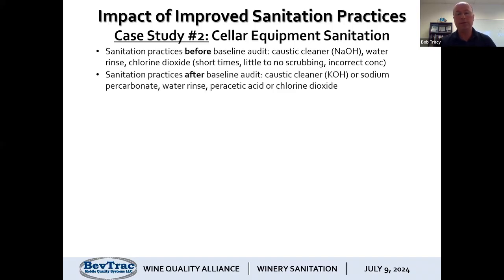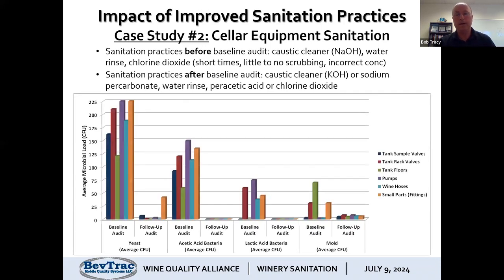And then after the baseline audit, they started implementing a caustic cleaner or sodium carbonate as their cleaner, a water rinse, and then they were using peracetic acid or chlorine dioxide. So they were kind of switching back and forth. And again, you see a very similar phenomenon where the average microbial load for yeast, acetic acid bacteria, lactic acid bacteria, and mold is quite high during the baseline audit. But then once they implemented this new practice, all of these microbes went down dramatically on all this equipment.